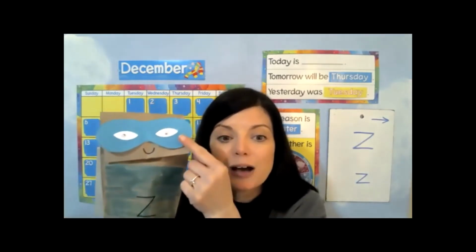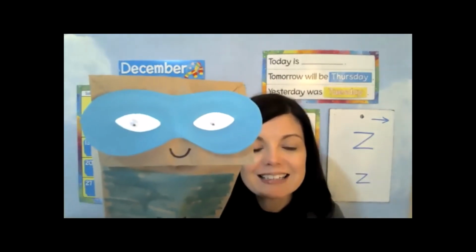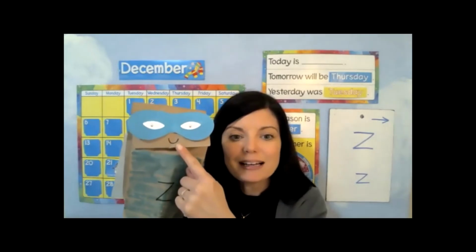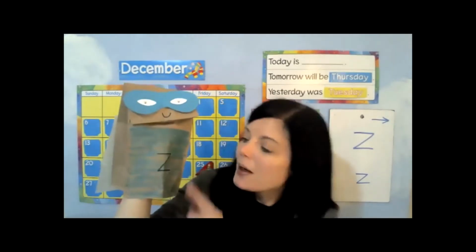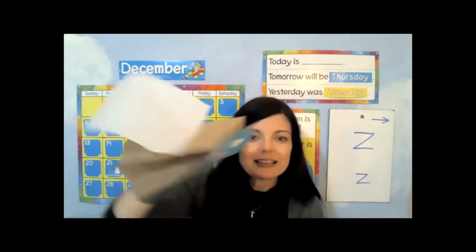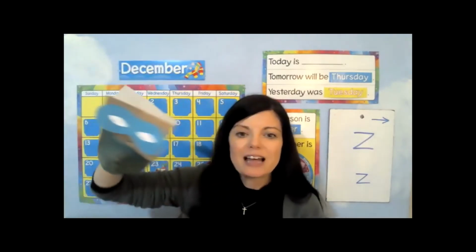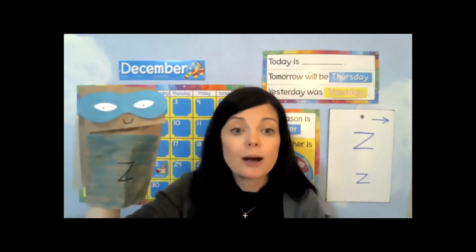This is Zero, the hero. This is just a lunch sack. I glued on the mask. And then I glued on some wiggly eyes. You can just draw the eyes if you don't have wiggly eyes, and a smile. I put Z on the front of him because he's Zero the hero. And on the back, I just took a piece of tissue paper and taped it so that it could look nice and flowy as he's flying through the air. This is Zero the hero.